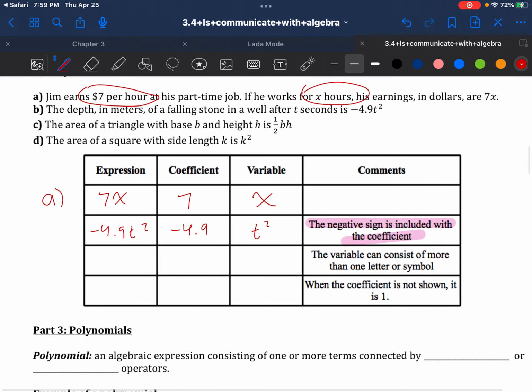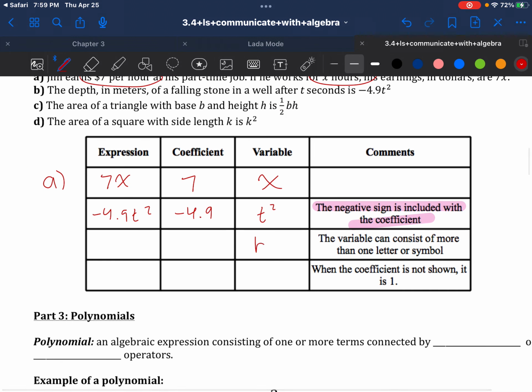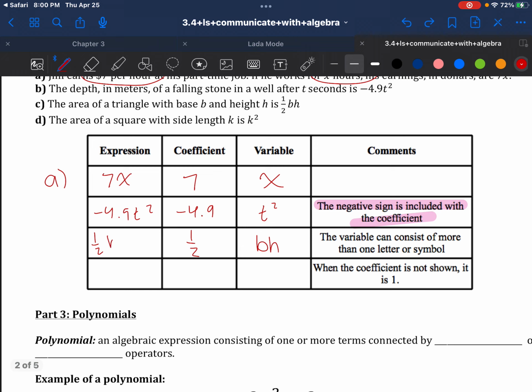The area of a triangle with base b and height h is 1/2 of bh. So let's see. The variables are going to be our letters. The coefficient is going to be 1/2. Then together, it's 1/2 of base times height. Okay, and then the area of a square of length k is k squared.